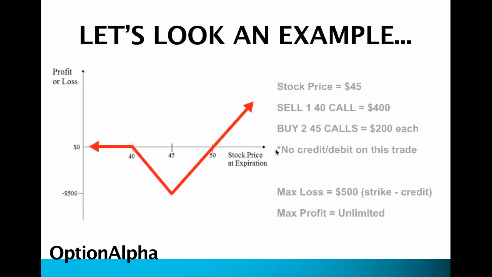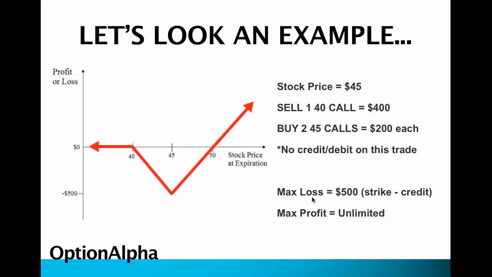So let's look at a quick example. Let's say again the stock price is trading at 45. We're going to sell one 40 call option for $400. So we're going to sell this 40 strike for $400. We're going to go out in the market and buy 2 45 calls for $200 a piece. Notice that the sale of the 40 strike call is going to completely fund these 2 45 strike calls at $200 a piece. This creates no debit or credit on this trade.